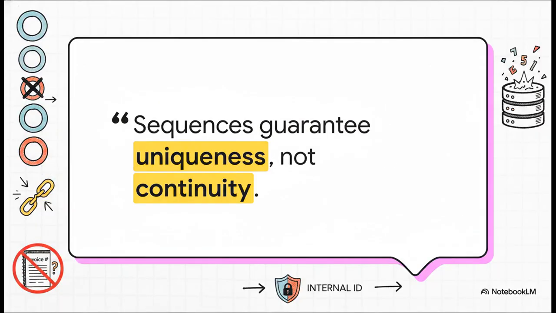And here is a massive truth bomb for you. A sequence guarantees that every number it gives you is unique. What it does not guarantee is that there won't be gaps in the numbers. If a transaction fails and gets rolled back, or if a server reboots, some numbers can get skipped and they are gone forever. So what's the takeaway? Please, whatever you do, never use a sequence number for something a customer will see, like an invoice number. They're for internal IDs, period.